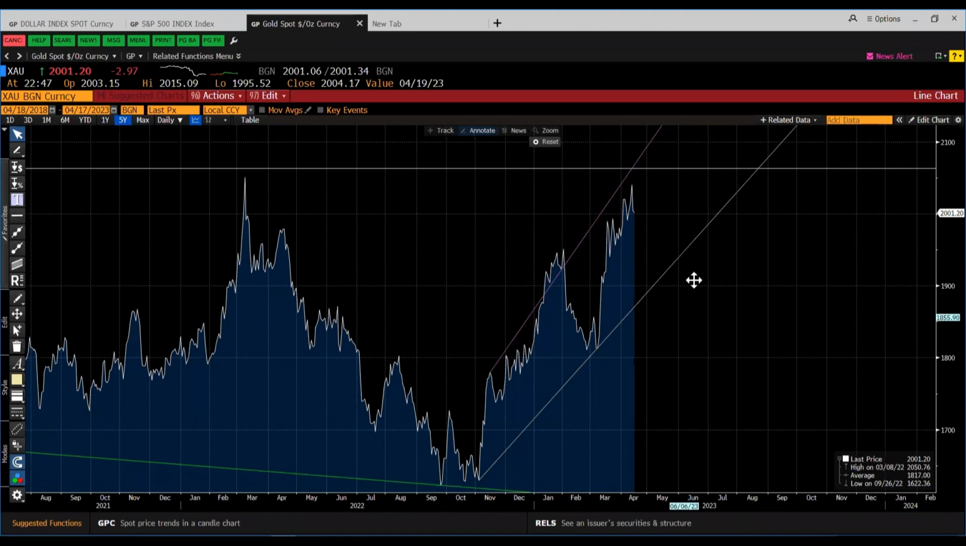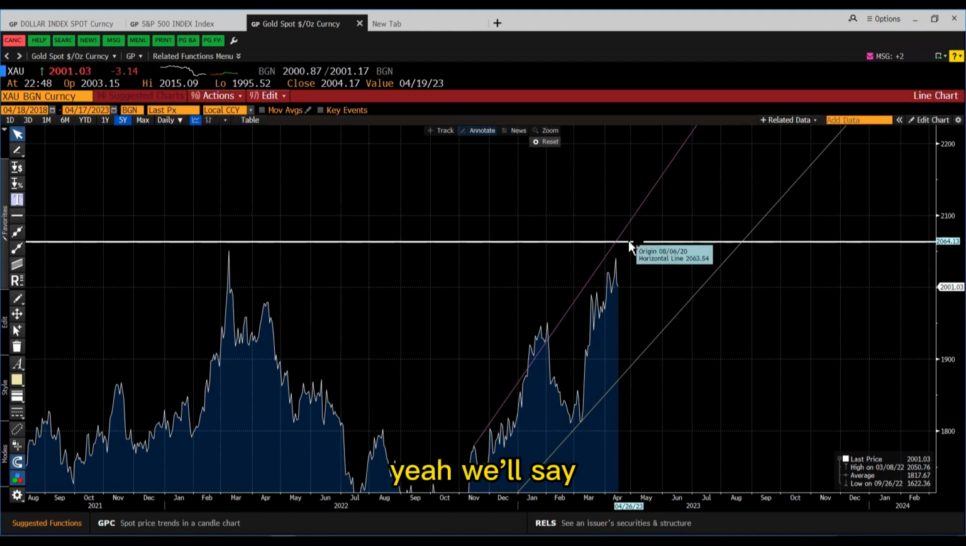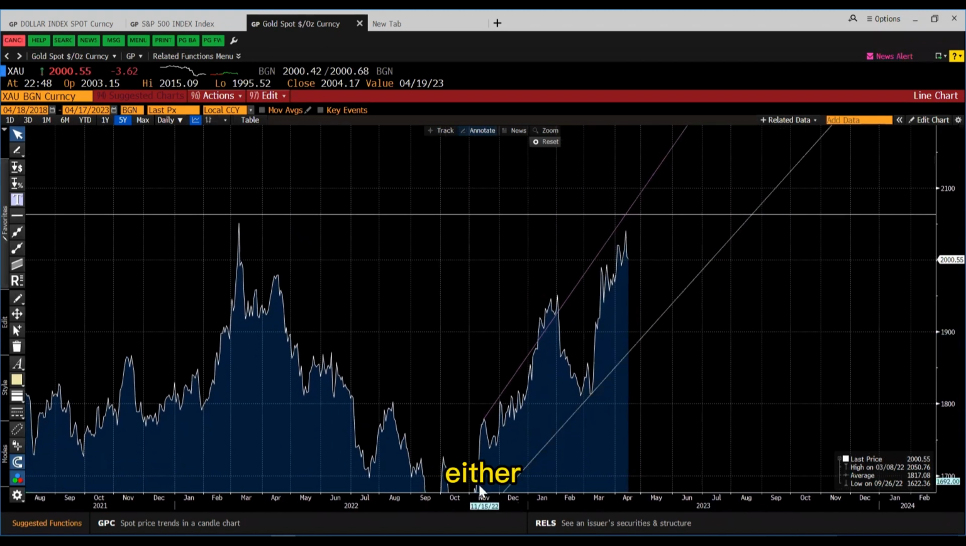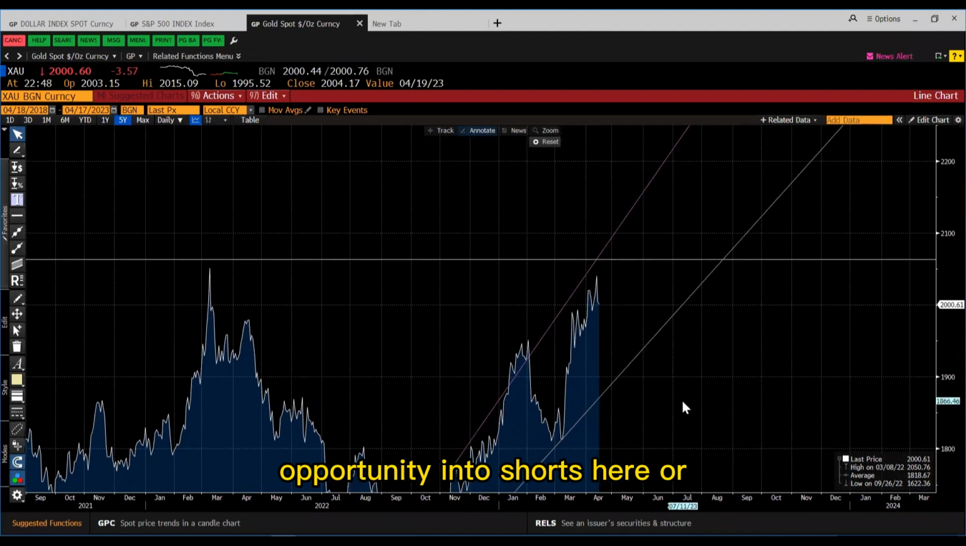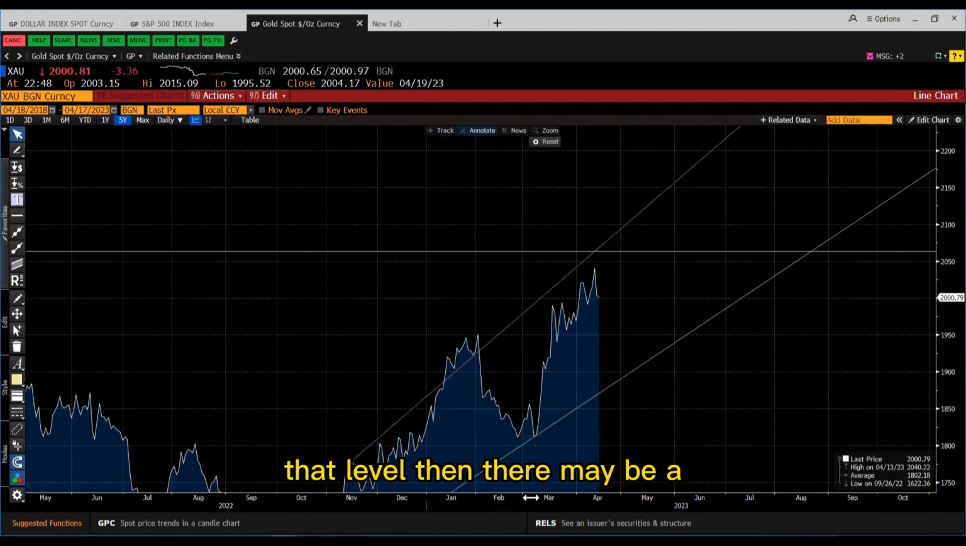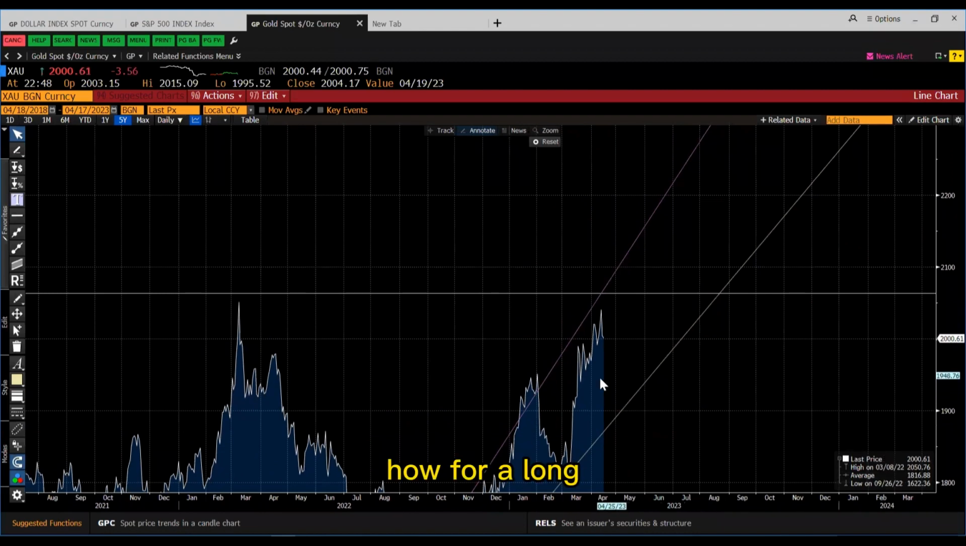So we will see. We're going to be keeping an eye on what it does at the 2060 level. Either an opportunity to enter shorts here, or see where it closes around those days, and if we can get a close above that, a candle above that level, then maybe an entry position for a long and hold for a longer-term period.